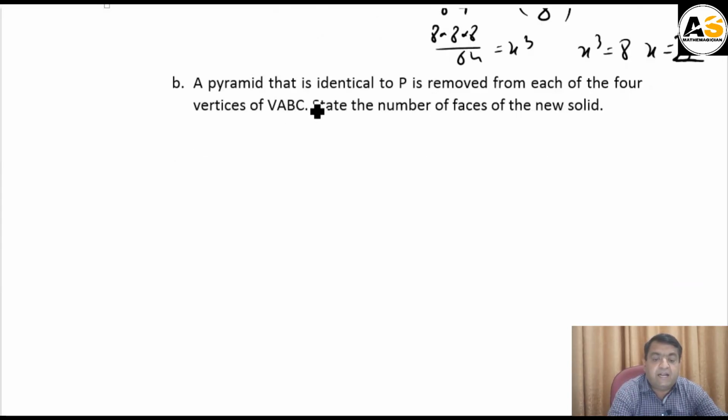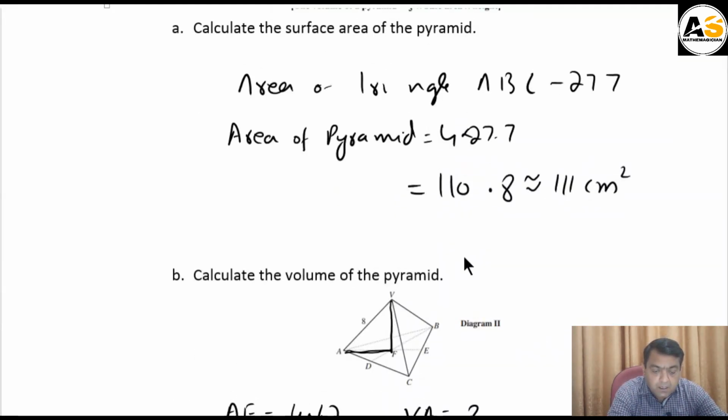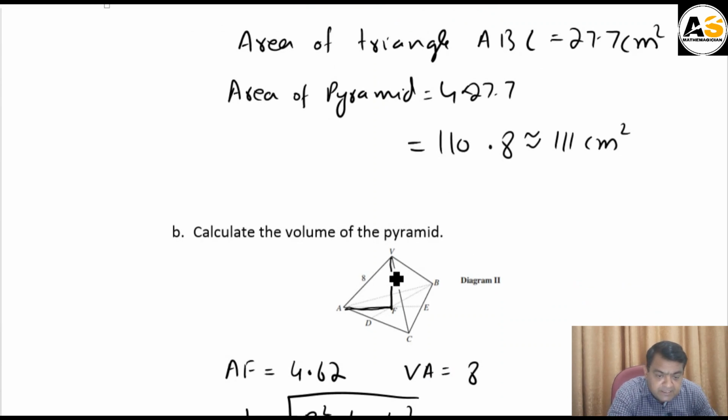We are given that a pyramid that is identical to P is removed from each of the 4 vertices of VABC. State the number of faces of the new solid. A pyramid is removed from here, and from here, and from here. So there are already 4 faces, and 4 faces will be generated at each corner. So there will be a total of 8 faces at the end.